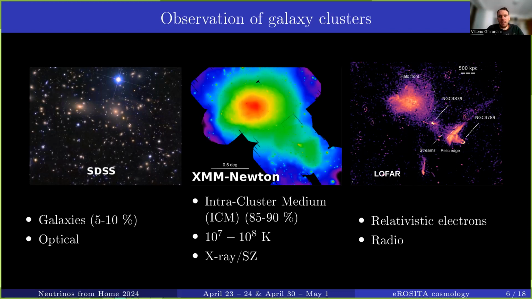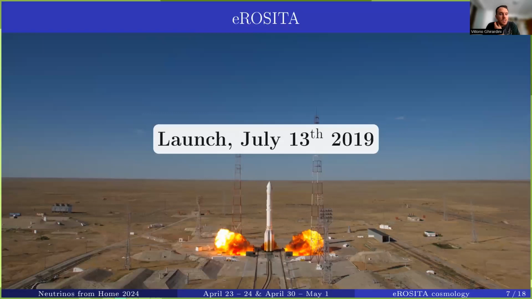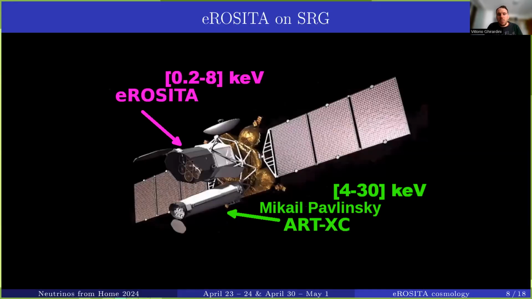In fact, there are alternative experiments to eROSITA, like for example SPT, that is detecting and doing cosmology with galaxy clusters in the SZ. Cool. So eROSITA is an X-ray telescope. I just spoiled that. It was launched almost 5 years ago and is one of the 2 telescopes on board of SRG, or Spektr-RG.